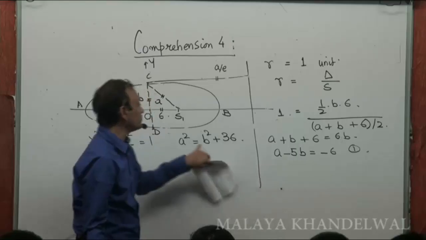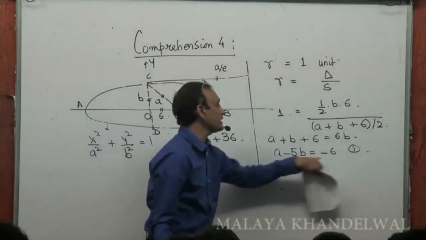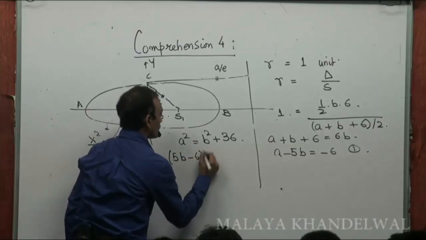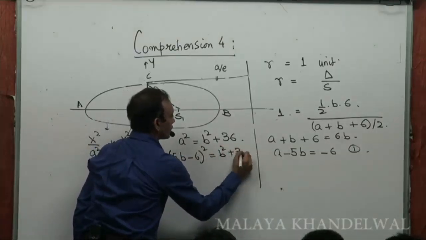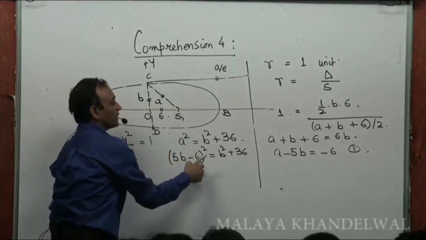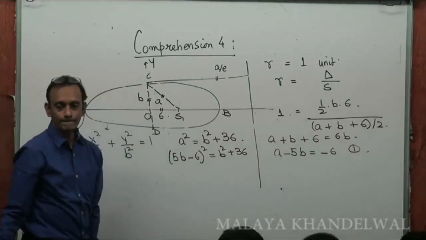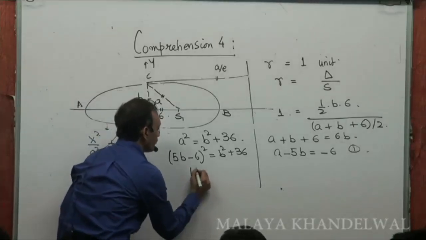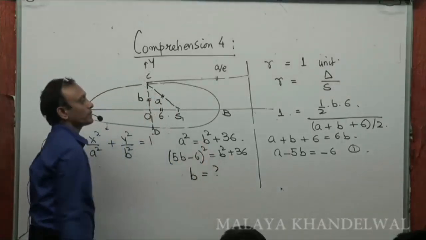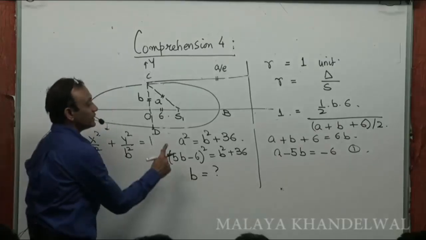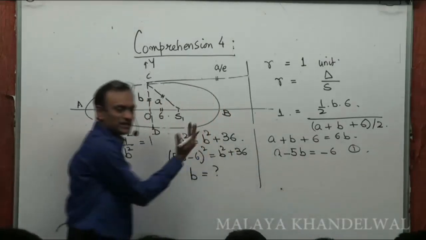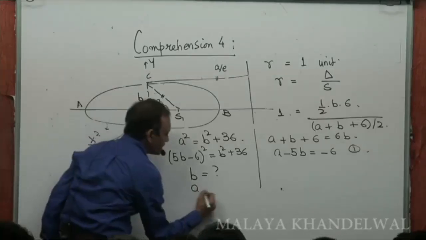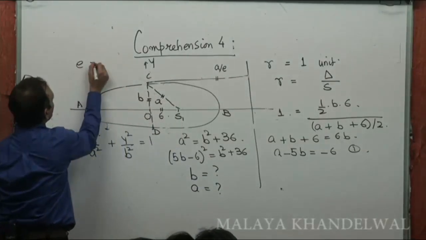Solve for A and B from these two equations, right? You can write A as 5B minus 6. You can plug into this and solve for B. If you solve for B from this, if B is known, then obviously A is also known. A will be 5B minus 6, so A and B will be known. The eccentricity of the ellipse would be known.